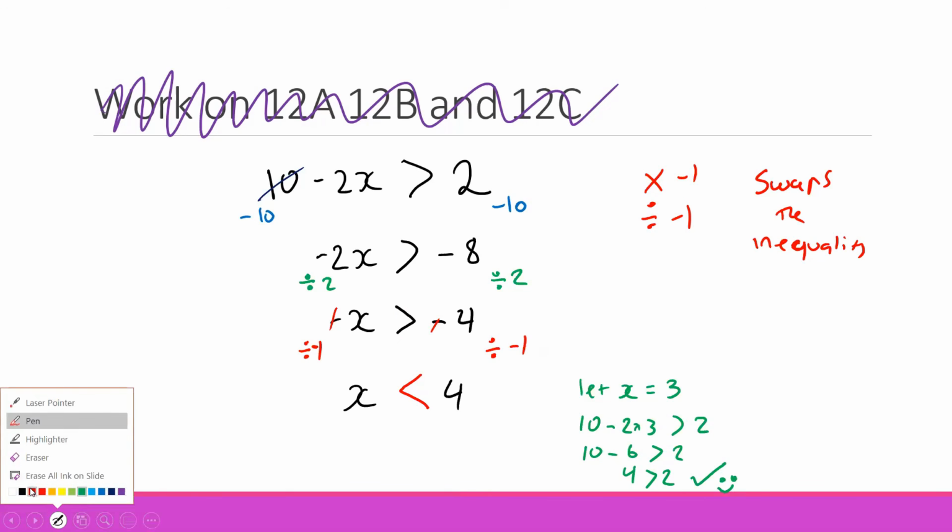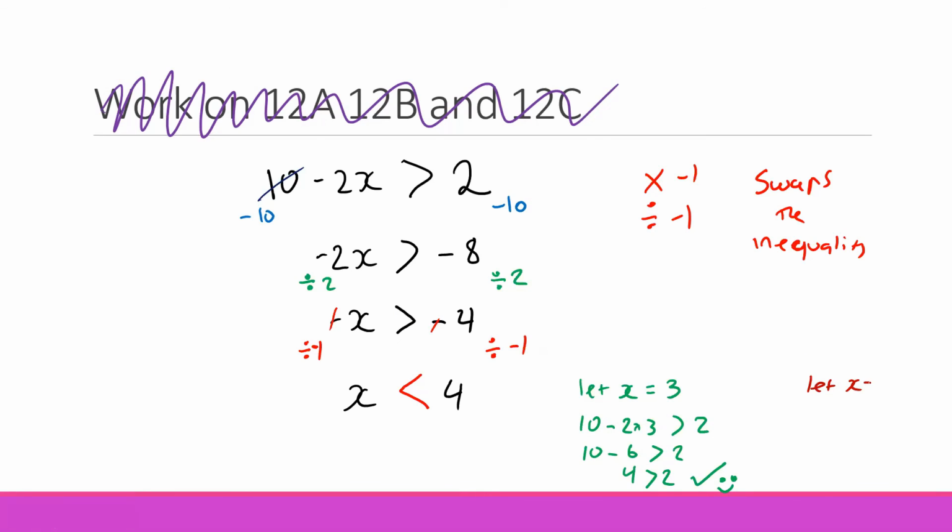So let's choose now. Let's make x equal 5. Now 5 is not less than 4. So that won't work in theory. So let's see what happens when we use something that doesn't work. 10 minus 2 times 5 is greater than 2. 10 minus 10 is greater than 2. 0 is greater than 2. 0 is not greater than 2. That doesn't make sense.